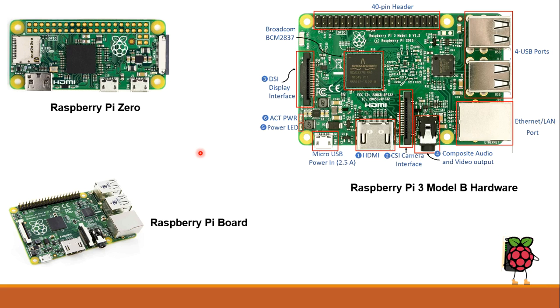These are the images of various Raspberry Pi models. Raspberry Pi 0, which was built initially, then the Raspberry Pi board, and Raspberry Pi 3 Model B hardware.